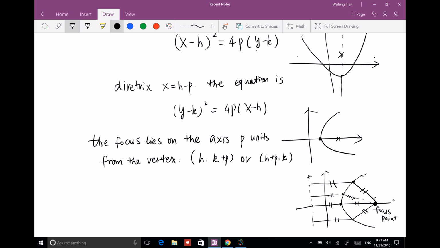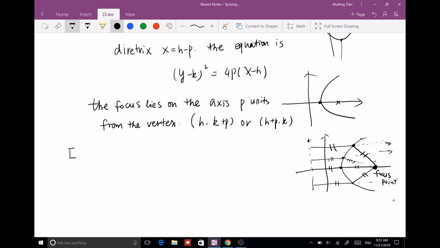So this is the physics application. We use this a lot in physics, especially if you look at the car light, the front light. Let's say you put a bulb here, then all of the light goes this way, so it's going to be more bright. Most likely we put the electric light bulb at the focus point. Then you have the best light.